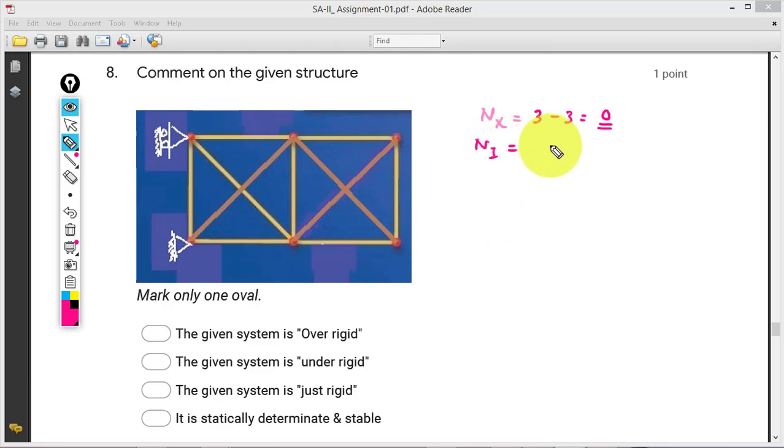Internal static indeterminacy is m minus of 2j minus 3. The number of members: 1, 2, 3, 4, 5, 6 and 7. This is one member, 8, and it is another member, 9. This is only two members, this is not a joint. So again here 10 and 11. So we have 11 members.